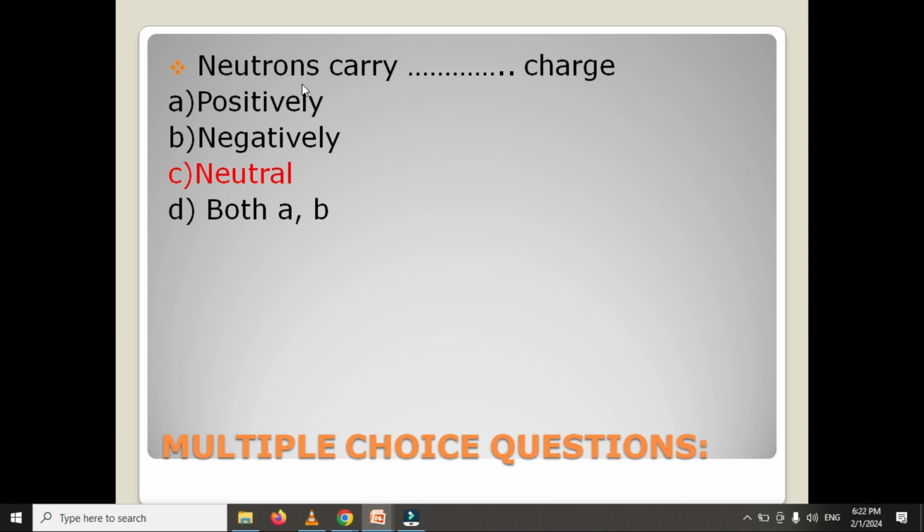Neutron carries dash charge. Option A positively, option B negatively, option C neutral, option D both A and B. Answer is neutral.